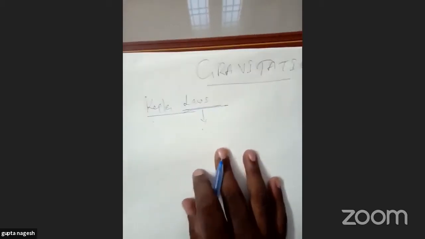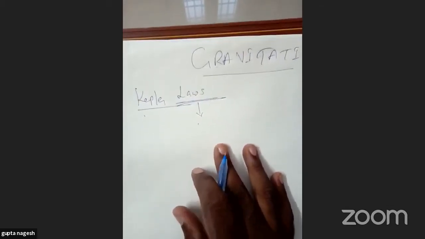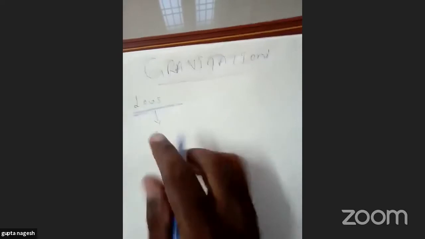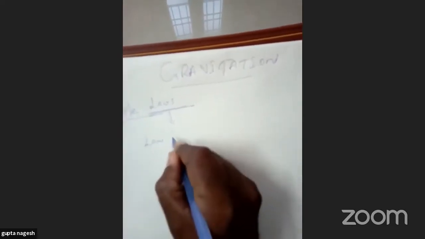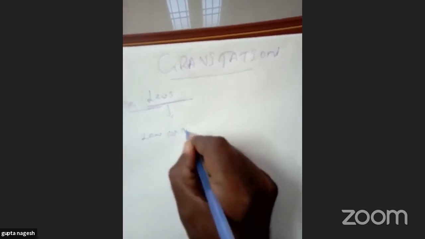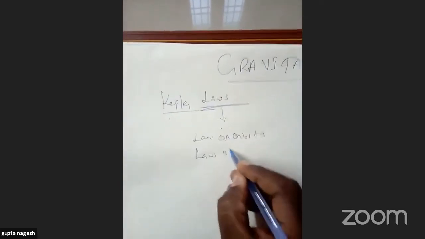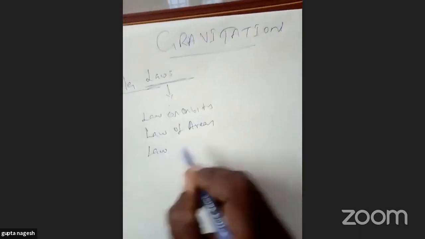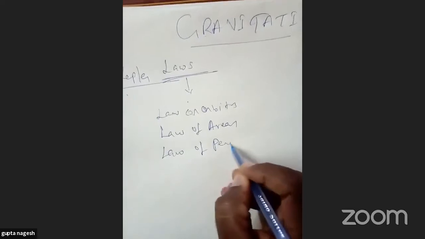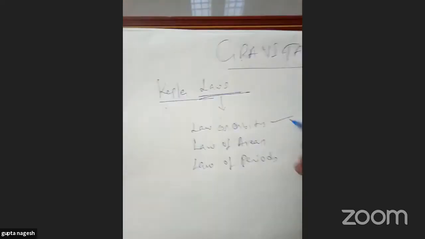Now we are going to learn about the Kepler laws. In these Kepler laws, there are three: law of orbits, law of areas, and law of periods.